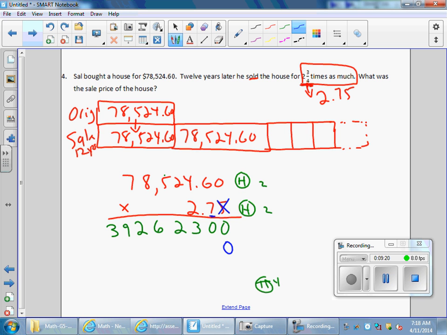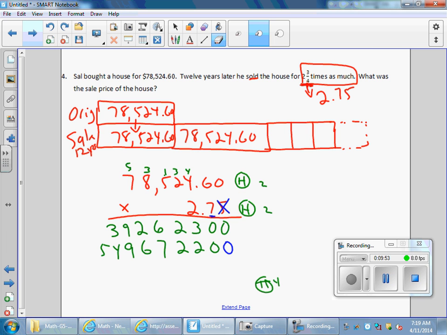And I'm going to do 7 times 0. And 7 times 6 is 42. 7 times 4 is 28, plus 4 is 32. 7 times 2 is 14, plus 3 is 17. 7 times 5 is 35, plus 1 is 36. 7 times 8 is 56, plus 3 is 59. 7 times 7 is 49, plus 5 is 54. You can see that knowing your facts can speed you along. Not knowing your facts is going to slow you down.